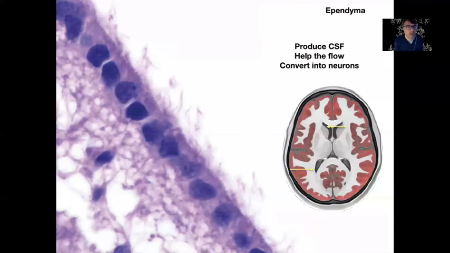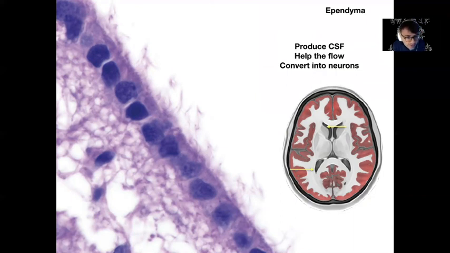Last star I would like to talk about is ependyma. So the ependyma is usually found in between the white matter and the ventricles that are indicated in the brain that you have on the right of this slide.